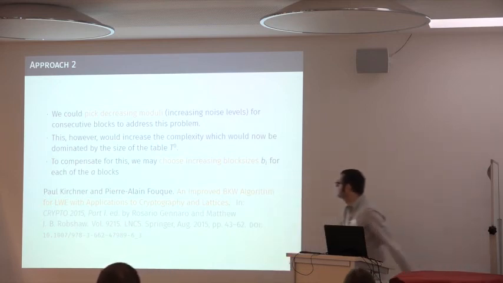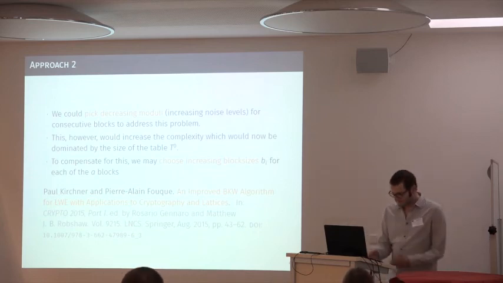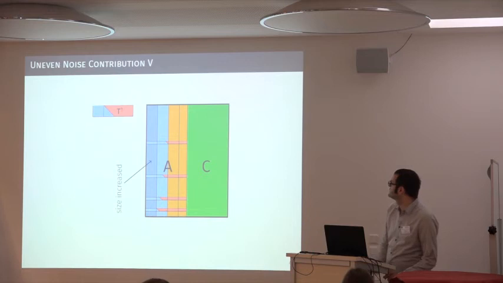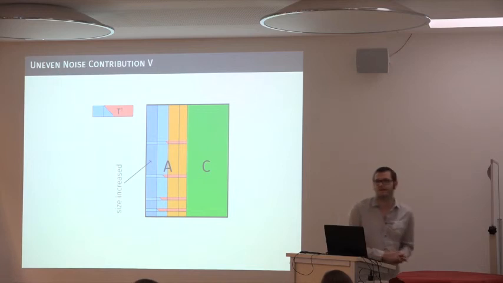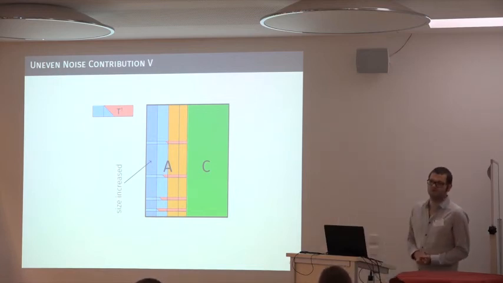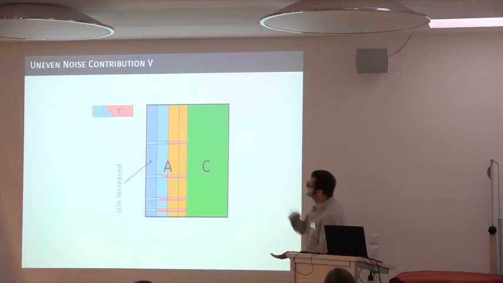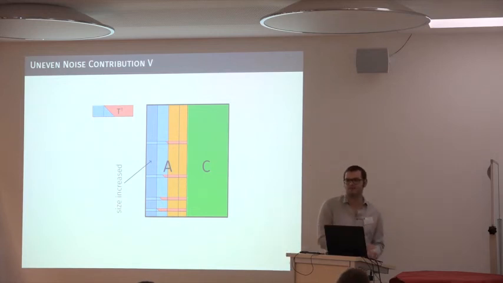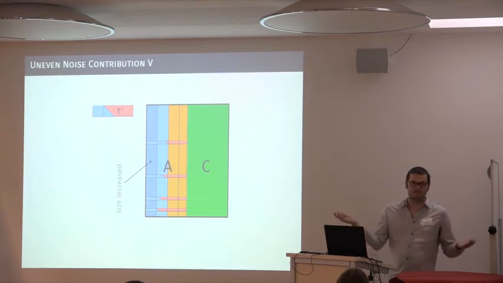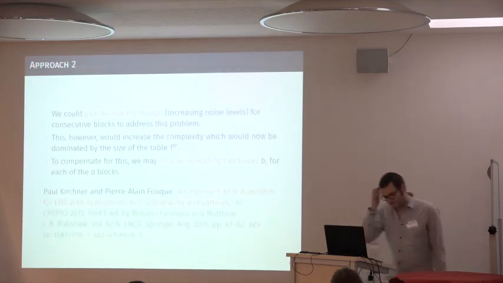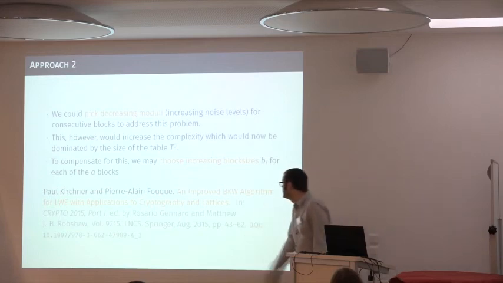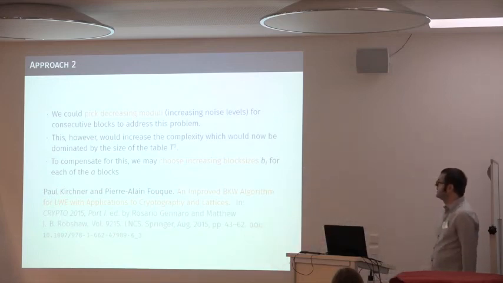Yep. And then the other strategy that you can do is, so what we did is all these tables have the same width, but the first table really contributes to most of the noise. So what you want is to produce smaller elements in there, to make the noise smaller, but then your complexity explodes. So what you do is you make the first table narrow, and you make your tables wider as you go along. And that's the approach by Paul Kirchner, Pierre-Alain Fouque. It was published at Crypto this year, where you essentially increase the block size as you go along.